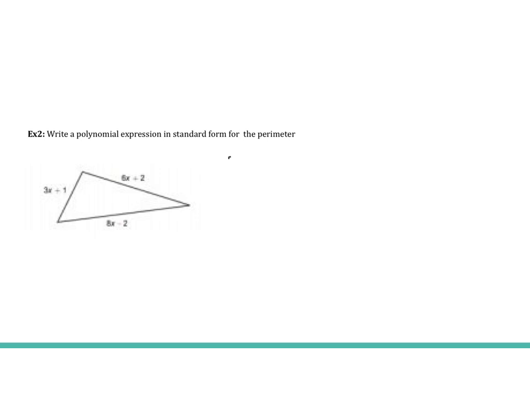To begin with, we have 3x plus 1 as my shortest side. And then I'm going to add to that 6x plus 2 for my next side. And then for our final side, we have 8x minus 2. Similar to our last example, we're going to try and combine like terms. So I can combine my x values together. I have 3x plus 6x plus 8x, and that's going to get me 17x.